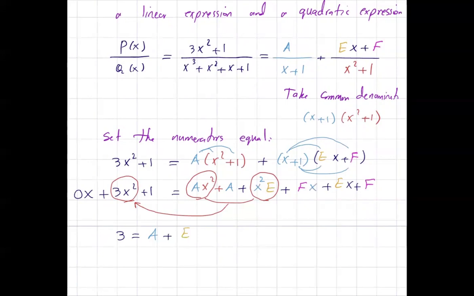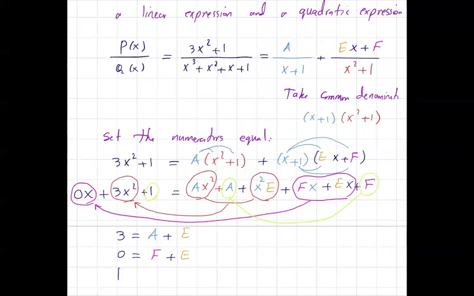What about the linear terms? Well, here I have two linear terms, Fx and Ex, but it must be equal to 0x. So what's the meaning of that? It means that F plus E must be 0. What else do we have? We have A and F. So here you go. You have A plus F must be equal to 1. Okay, so 1 is equal to A plus F.